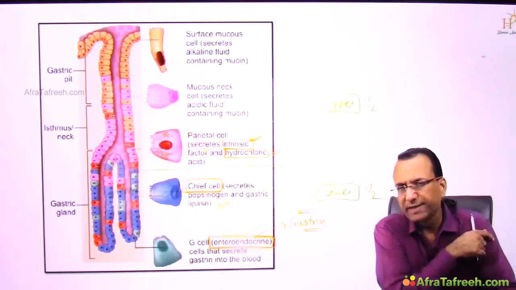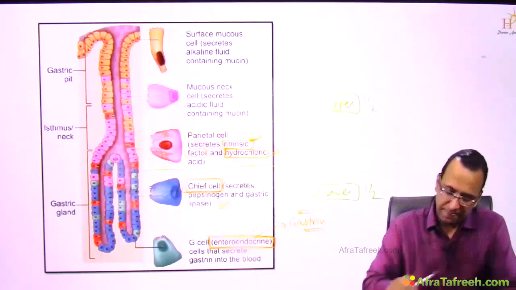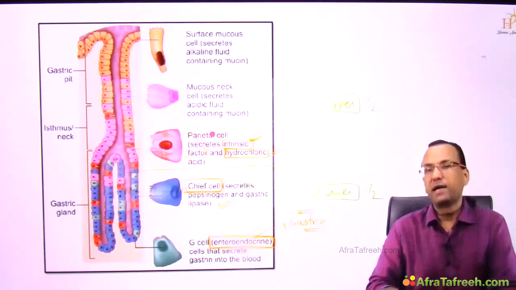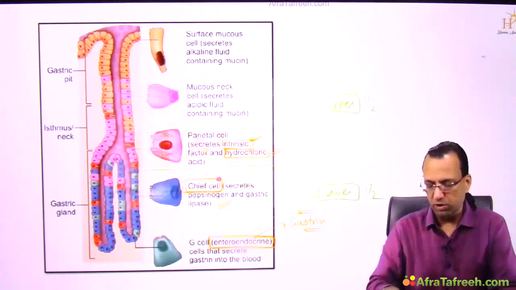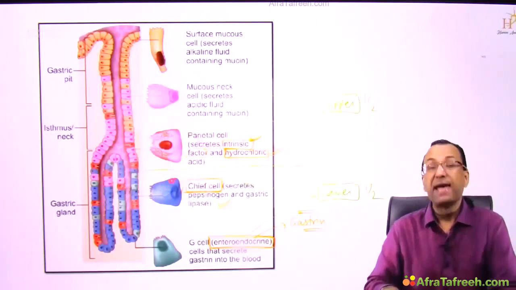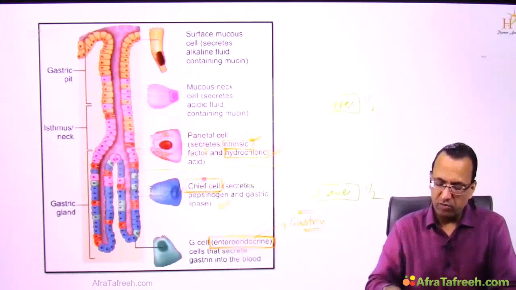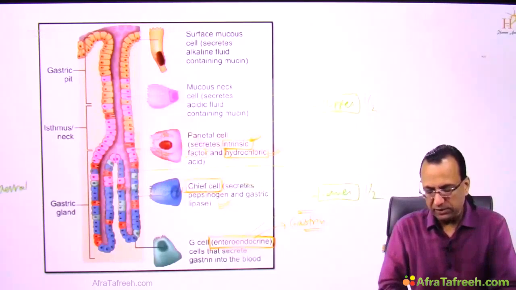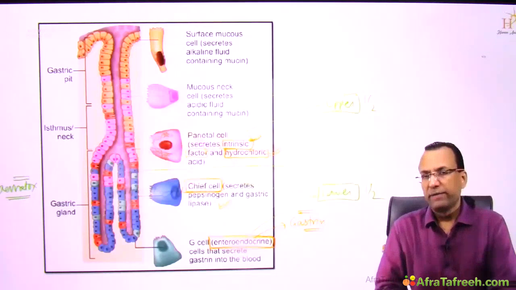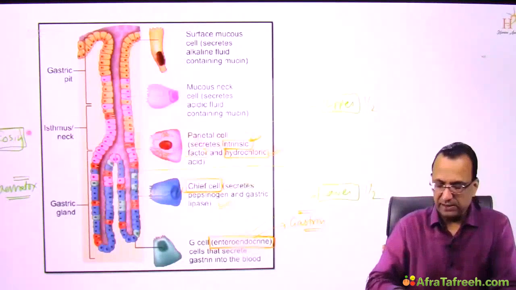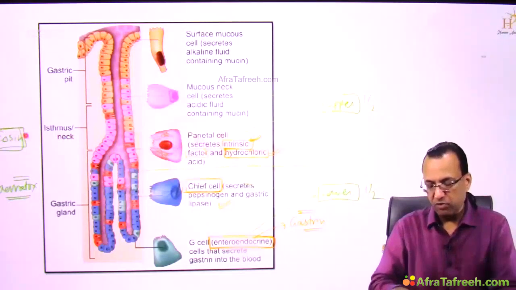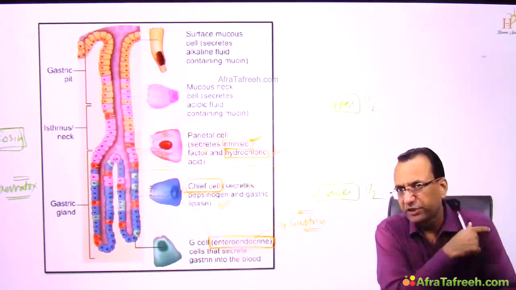How do you know which cell is which? Understand that the parietal cell is pink color, PP. Parietal is pink. Why is it pink? Because it is eosinophilic. And it is the chief cell which is blue color. Why blue? Because it is basophilic. It is taking more of hematoxylin. So the chief cell is taking more of hematoxylin, and because of that it is blue, basophilic. And who is taking more of eosin? The parietal cell. So the parietal cell will be pink because it takes more of eosin. We will see some more details of this.